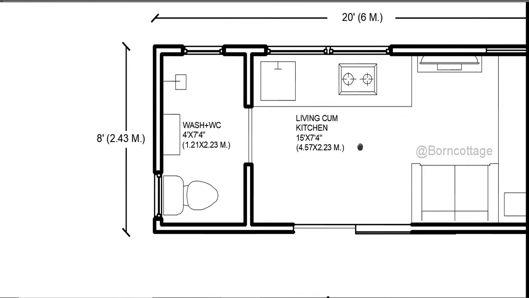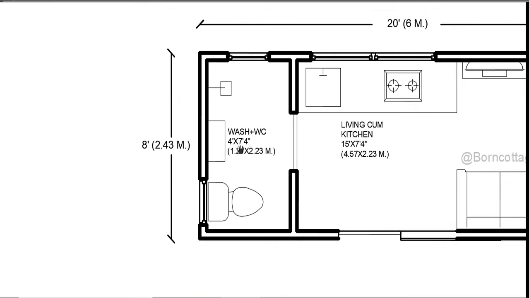If we go on the left side, so we have common use washroom plus water closet here. You can see here the wash basin, water closet and the shower area, and we have two ventilators for ventilation of this washroom. So this is the floor plan of the house you are watching on the screen.